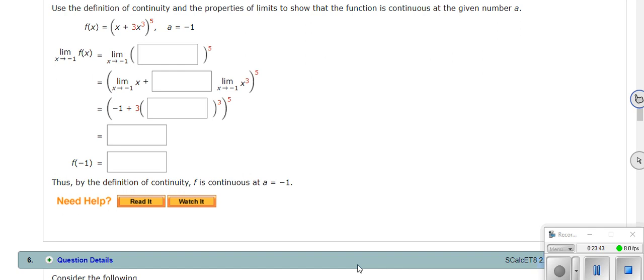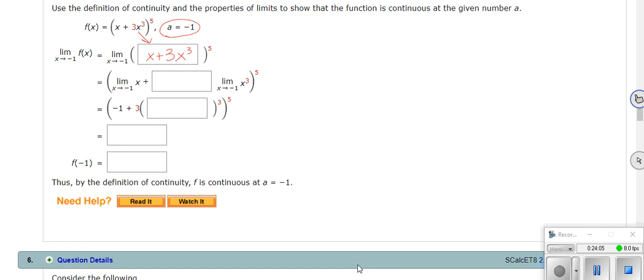Okay, so they're saying, here's my f of x. So the limit as x approaches -1, because that was the point in question, equals the limit, and all you're doing here is substituting in your f of x function. So this should just be the x plus 3x cubed. Okay, again, you're just substituting.